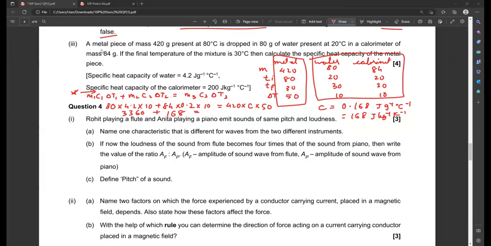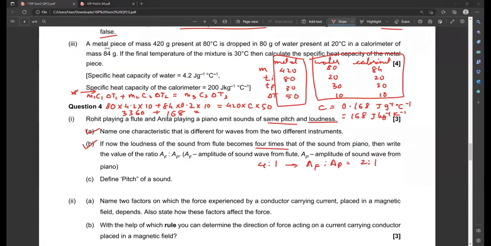Rohit plays a flute and Anita plays a piano, emitting sound of the same pitch and loudness. Name one characteristic that is different for waves of the two instruments. So the quality is different. That means the nature of the waveform produced by the flute and by the piano are different. Then, if now the loudness of the sound from flute becomes 4 times that of the piano, write the value of the ratio of amplitude. So loudness of flute and piano is 4 is to 1. That means the amplitude of flute to amplitude of piano is 2 is to 1.